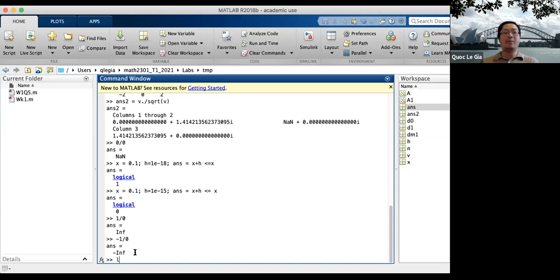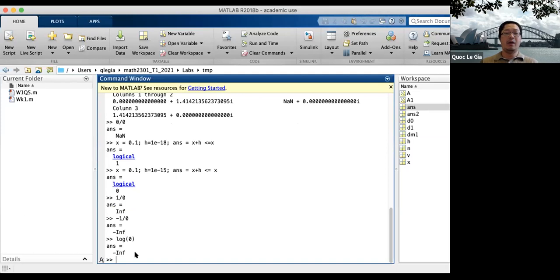Now how about the logarithm of 0? Remember how the logarithm function looks like. Minus infinity, yes, correct. The logarithm goes down to minus infinity as x approaches 0. And now the next question is interesting. What is the logarithm of minus 1?